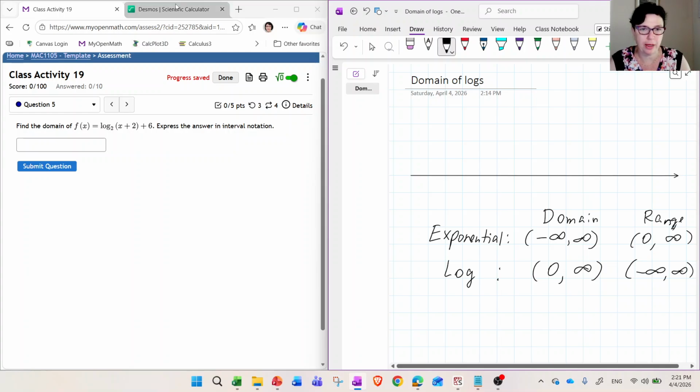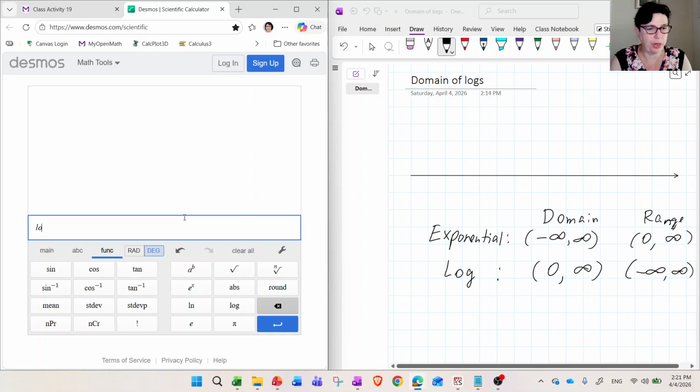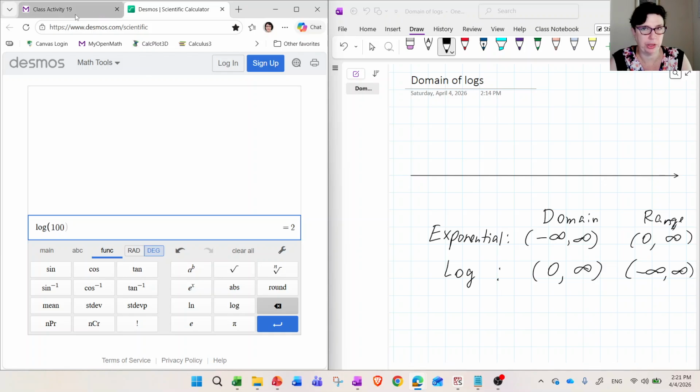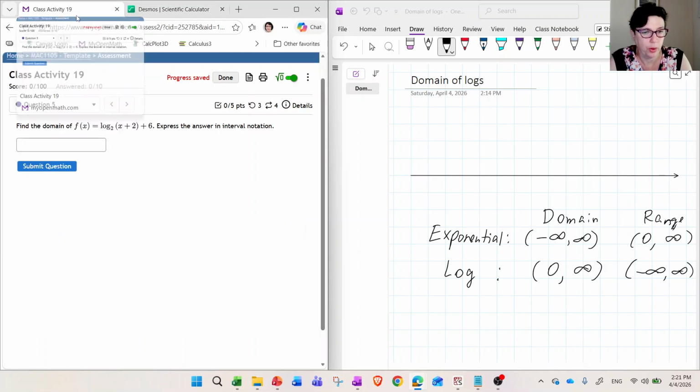Now, if you forget, just use a calculator and ask, okay, can I find log of a negative number, like log of negative 1? Nope, it's telling you it's undefined. Can I find log of negative 0.1 maybe? Nope. Can I find log of negative 1,000? No. What about 0? Is that okay? No, it's not. But if I put a positive number like 0.1, sure, it gives me an answer. Or 2, yes. 100, yes. So only positive answers are okay to put into the log.